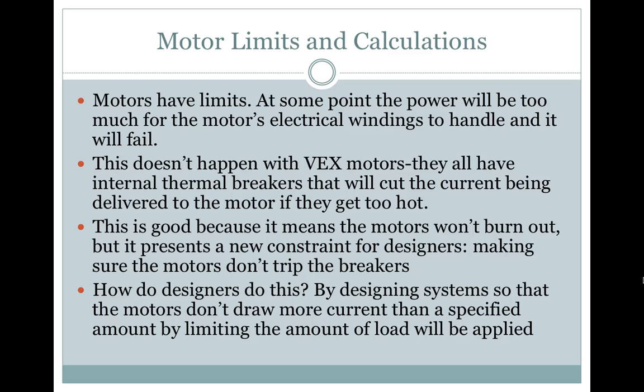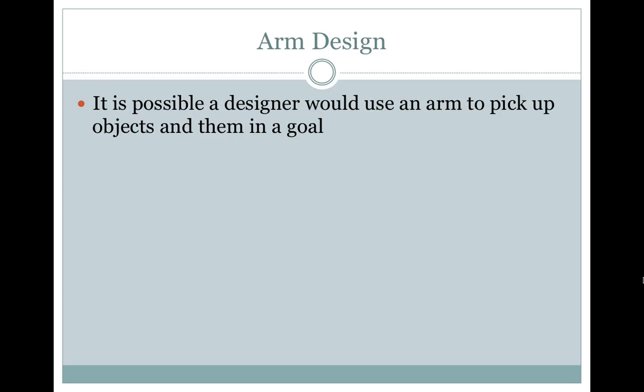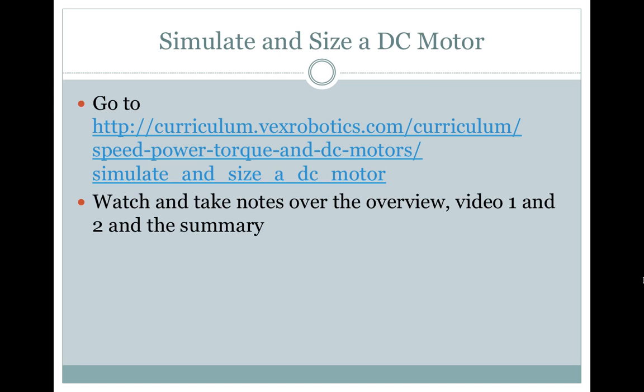How do designers do this? By designing systems so that the motor doesn't draw more current than a specified amount by limiting the amount of load that will be applied. Arm design. It is possible a designer would use an arm to pick up objects and place them in a goal.